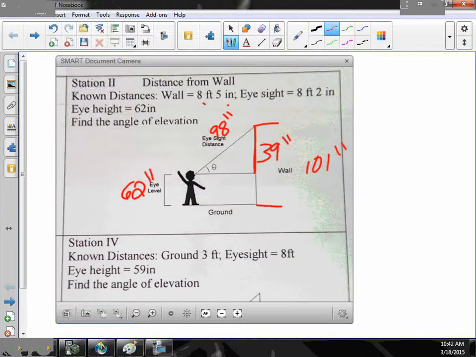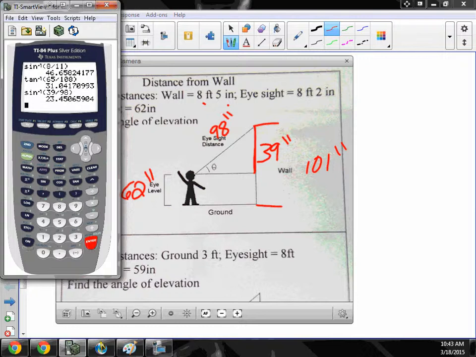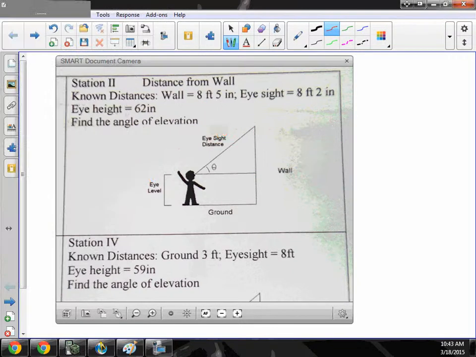What trig ratio am I going to use? So I know the opposite and the hypotenuse, which is sine. So second sine of 39/98 gives me 23.45 degrees. You guys getting the hang of this? Okay. Take a look at number 3.